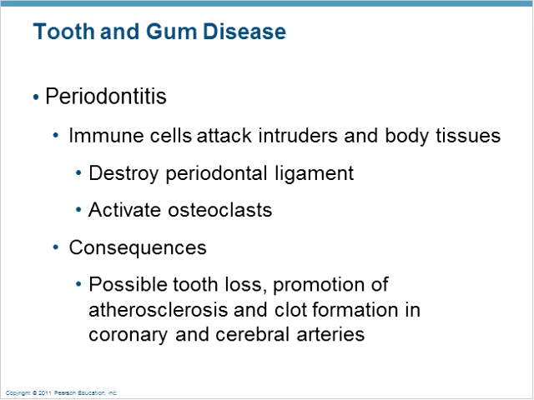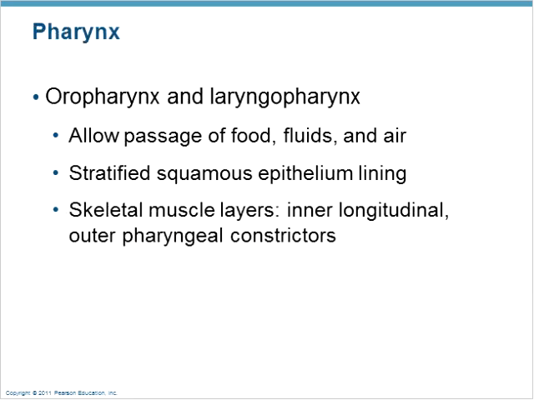Periodontitis is where immune cells attack intruders in body tissues and destroy the periodontal ligament, and they activate the osteoclasts. The consequences are possible tooth loss, promotion of atherosclerosis, and clot formation in the coronary and cerebral arteries. Believe it or not, periodontitis, if you will, can promote a heart attack.